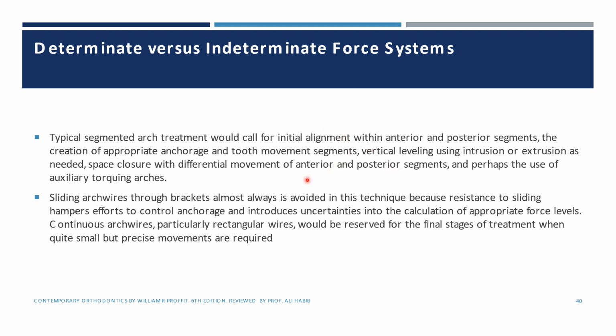I think I explained that to you before, doing en masse retraction. As we said, the position of the loop will affect the type of anchorage that we apply, and it varies between maximum, moderate, or minimum anchorage cases. Sliding usually is avoided in this technique. Why? Because resistance to sliding hampers efforts to control anchorage and introduces uncertainties into the calculation of appropriate force level.